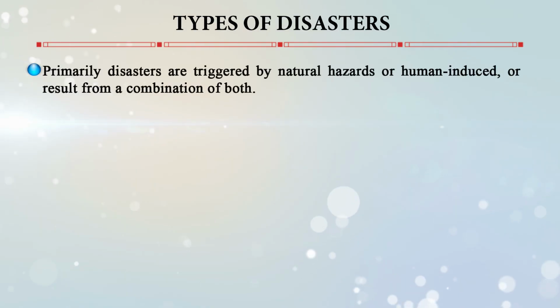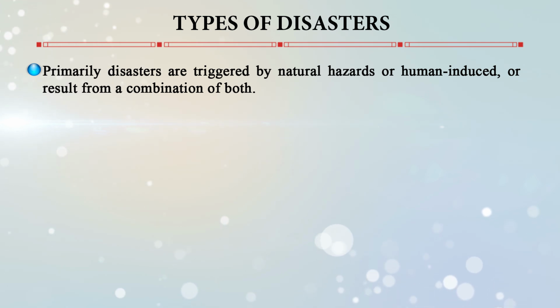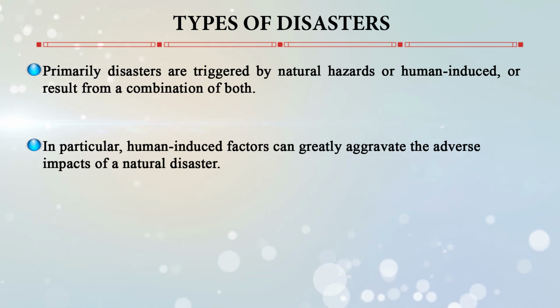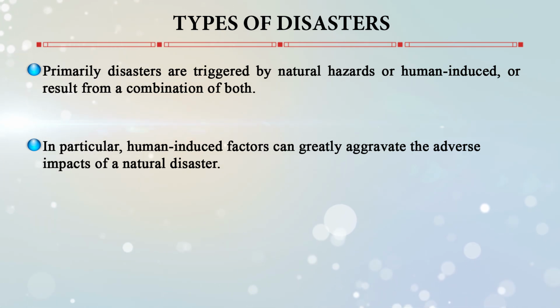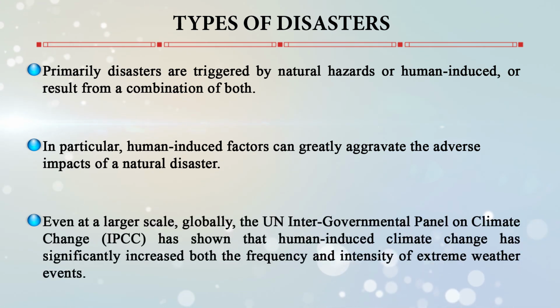Now, we have already discussed the type of disasters, but still giving you an overview. Primarily, the disasters are triggered by natural hazards or by human induced, or it can also arise as a combination of both. In particular, the human induced factors can greatly aggravate the adverse impacts of a natural hazard. And at larger scale globally, the United Nations Intergovernmental Panel on Climate Change has shown that the human induced climate change has significantly increased both the frequency and intensity of extreme weather events.